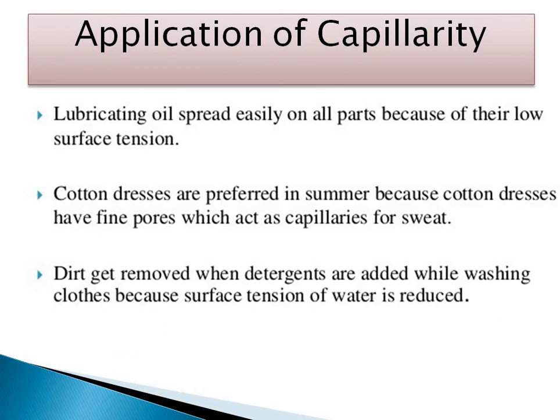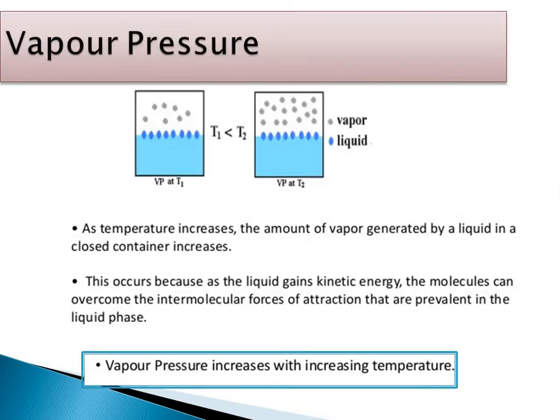Where are we using capillary action? Capillarity is essential for lubricating oil to spread easily on all parts because of its low surface tension. Cotton dresses are preferred in summer because cotton dresses have fine pores which act as capillaries for sweat. Then dirt gets removed when detergent is added while washing clothes because the surface tension of water is reduced. So these are some examples.